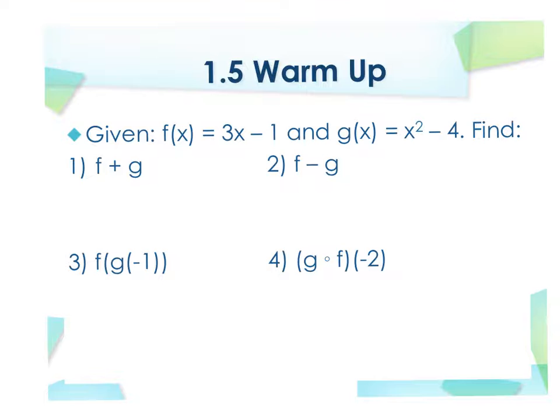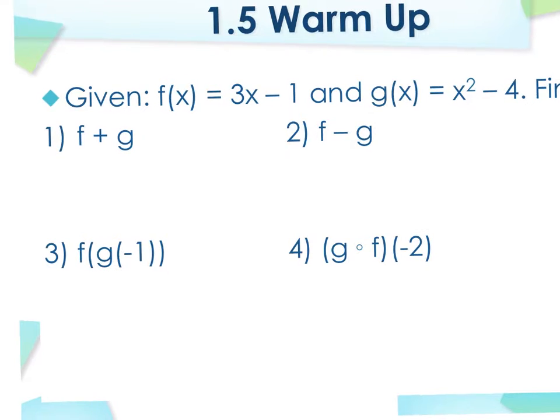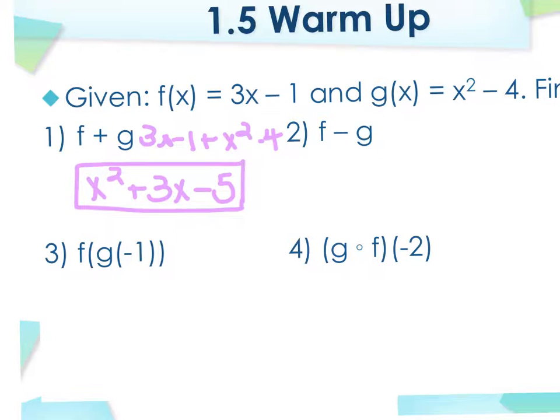But this one just wanted you to, first one, add f and g. So I just go ahead and grab the 3x minus 1 and then add it to the x squared minus 4. And then the only thing you need to do is combine like terms and put it in decreasing degree order. So I get x squared plus 3x minus 5. Questions on that one?